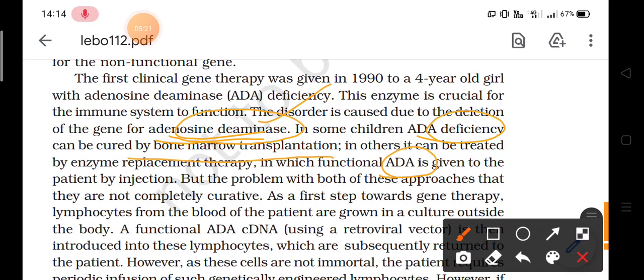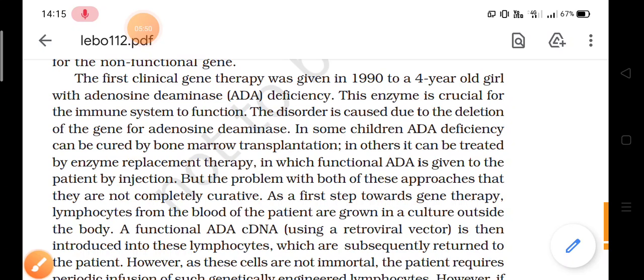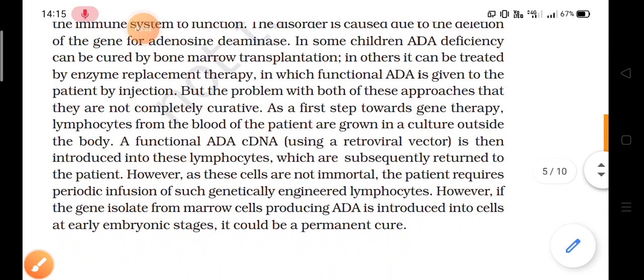You know that RBCs can live for 90 days, means for 3 months. Then after 3 months again there is need of this bone marrow transplantation, means the patient has to visit the hospital again and again. Then second, if we talk about the enzyme, when the enzyme has done its work, then again the patient has to visit the hospital for this enzyme replacement therapy. So in both the cases we can say that they are not completely curative.